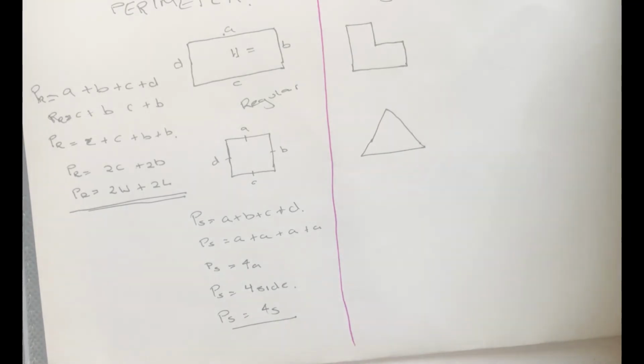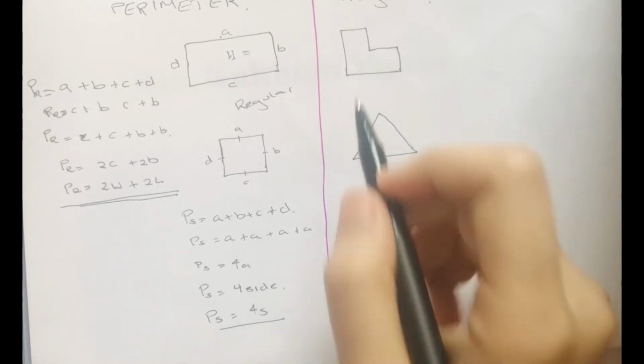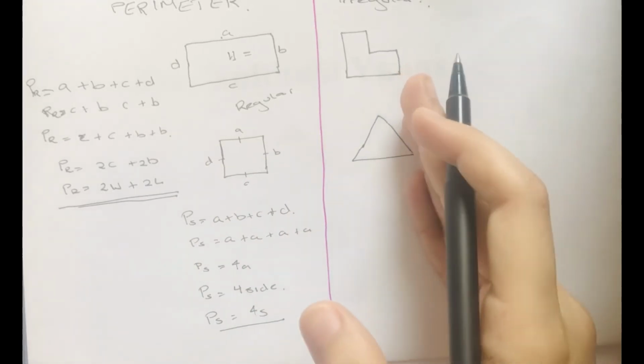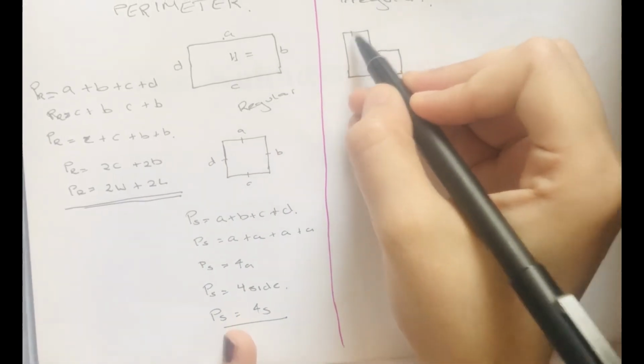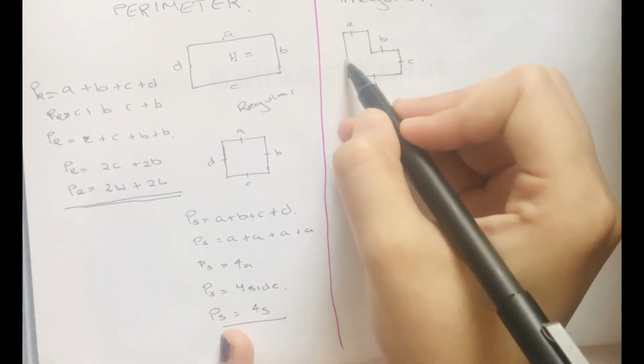Okay, let's go to our irregular shapes now. So this looks hard, doesn't it? Not really, because the formulas for a rectangle and a square also originate from whatever happens here. Okay, you have a, you have b, you have c, you have d, and you have e.